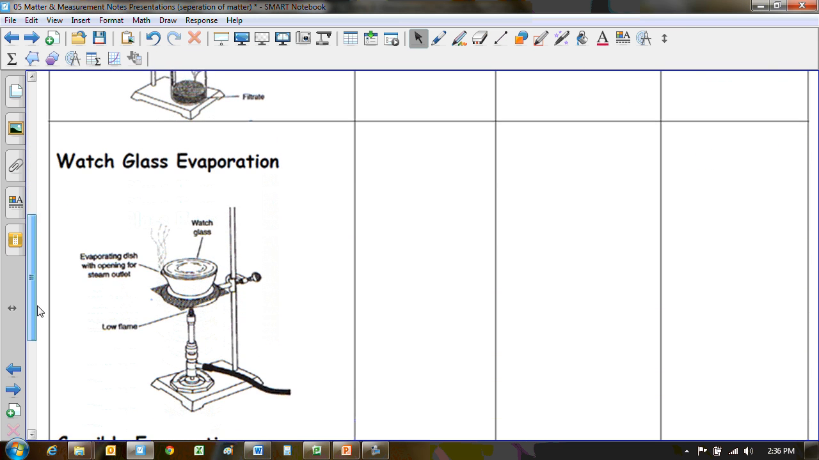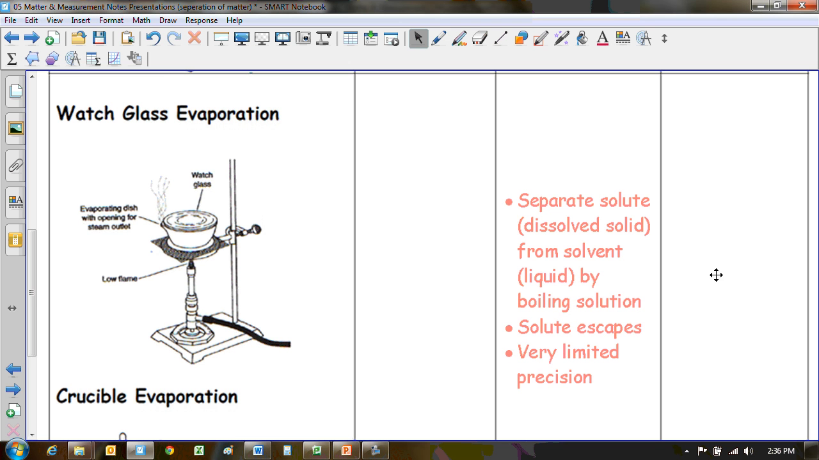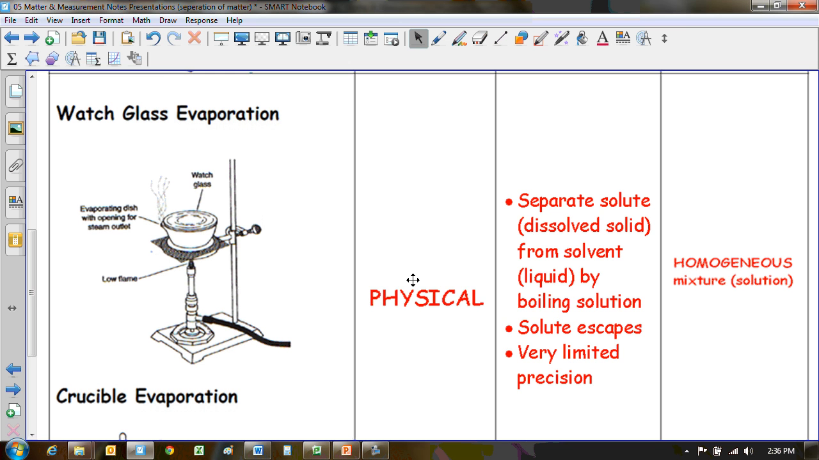Just scroll down here to an evaporation technique. Evaporation techniques are pretty straightforward. There's two ways to do it, and they're always physical. It's either a watch glass evaporation, where you use a burner and an evaporating dish with a watch glass over the top to literally heat up and drive off the stuff, the solvent that was dissolving the solute.